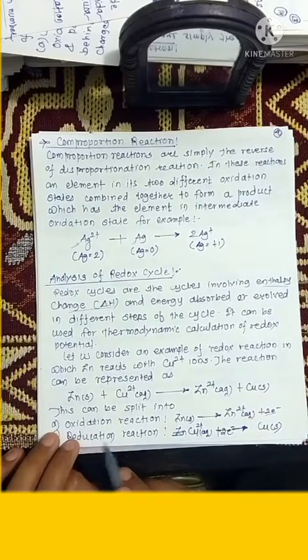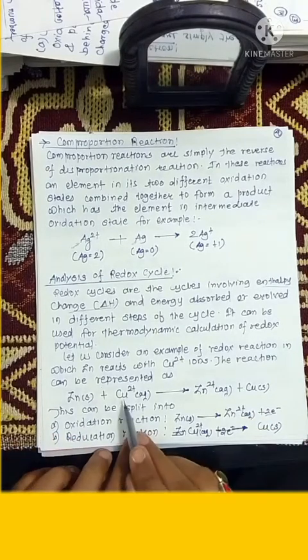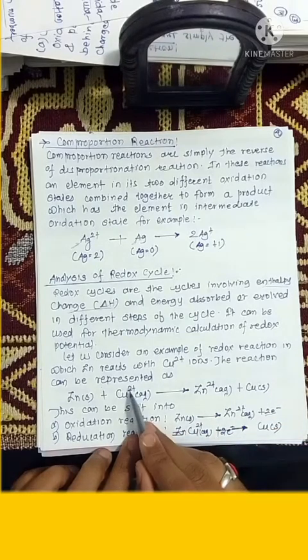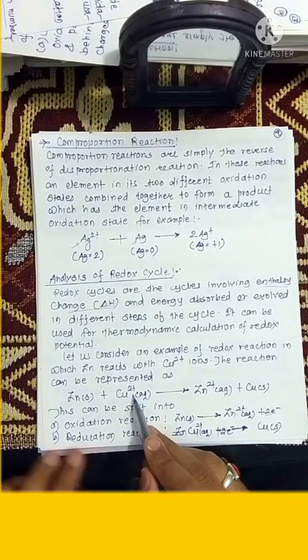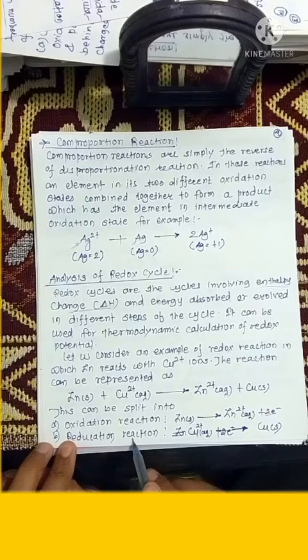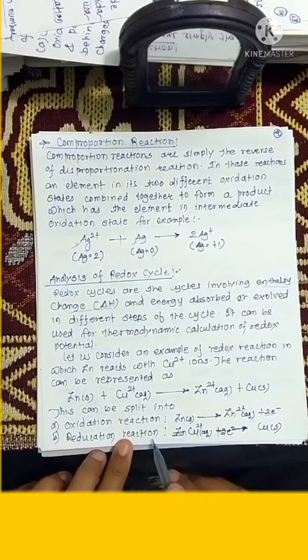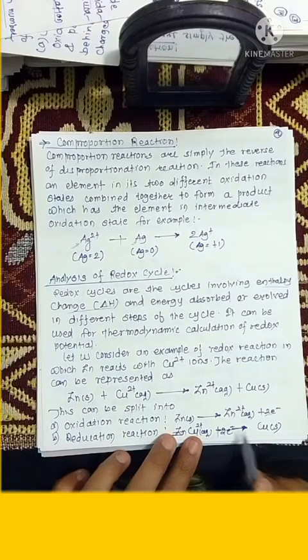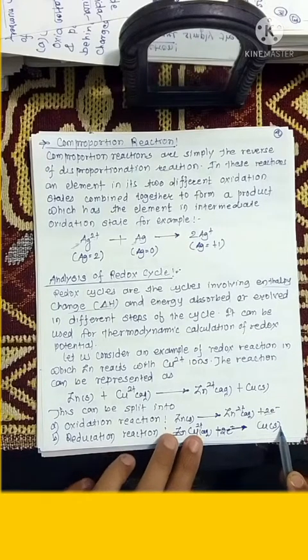Now just see the reduction reaction. Here copper 2+ is converted into copper solid. It means that copper gains 2 electrons. Gain of electron is simply known as reduction reaction. It can be written as copper 2+ plus 2 electrons gives copper solid.